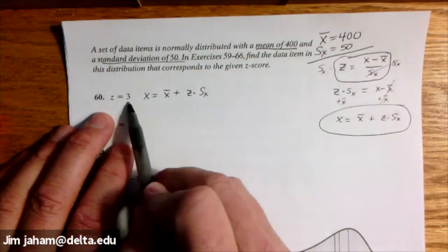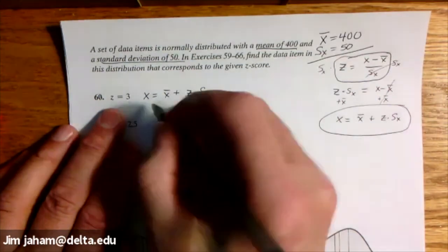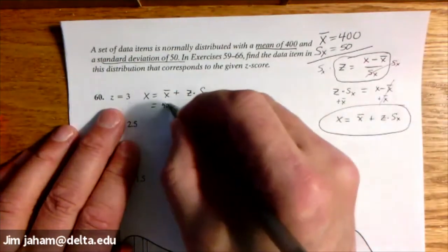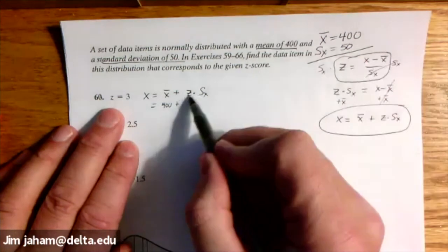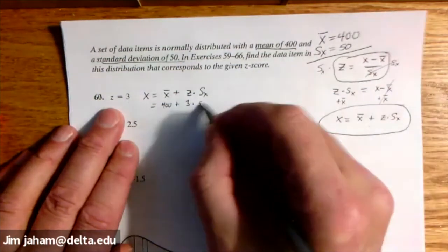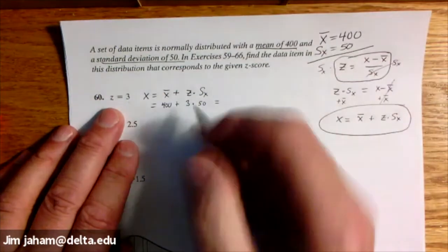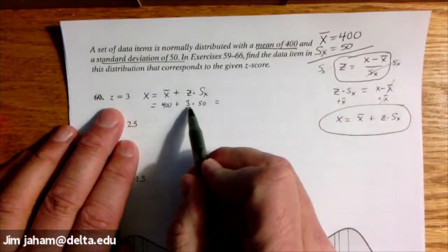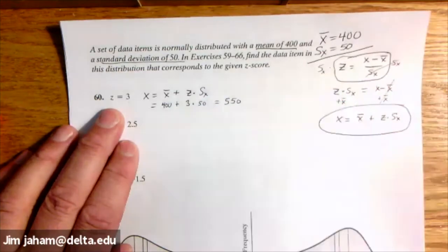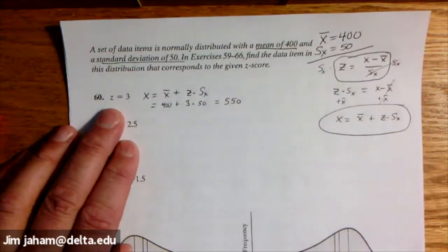Then they say for a z-score of 3, so let's put in x bar is 400, the z-score is 3, and the standard deviation is 50. 400 plus, this is 150, would be 550. And you can see that, right?